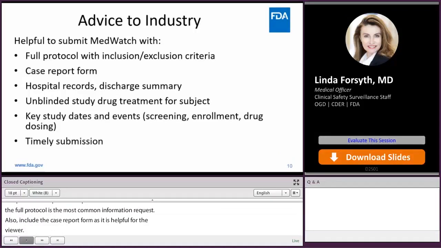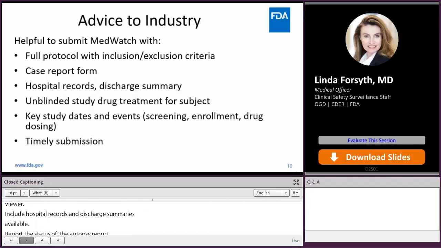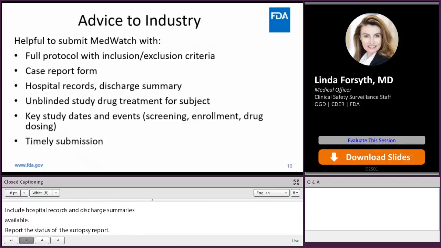Include the unblinded study drug treatment that was administered to the subject. Sharing this helps the reviewer properly interpret the SAE and to know whether the subject received the reference listed drug, the generic, or placebo.